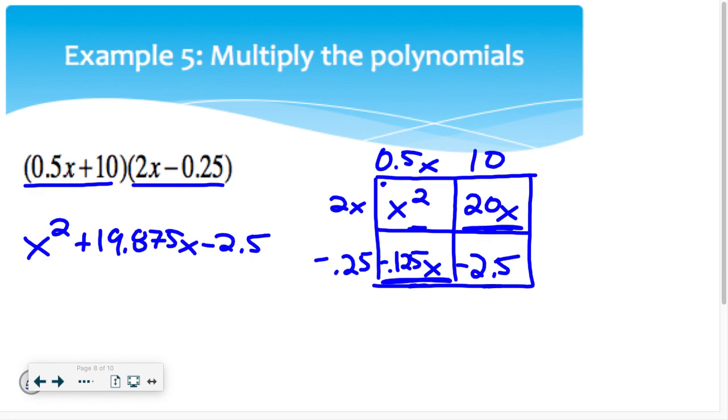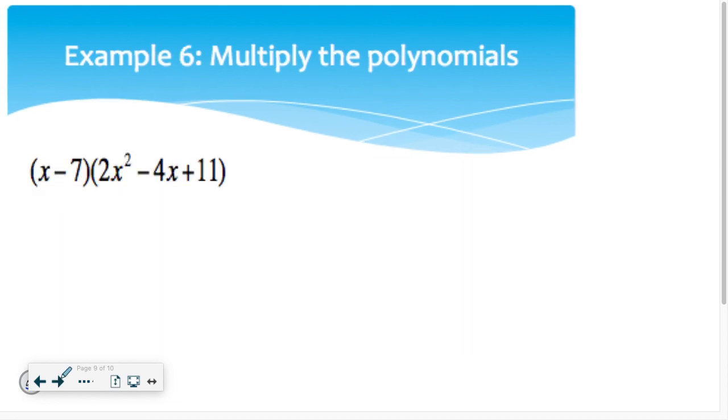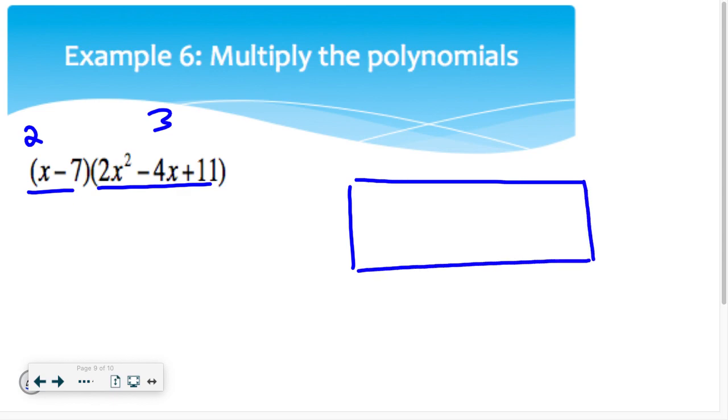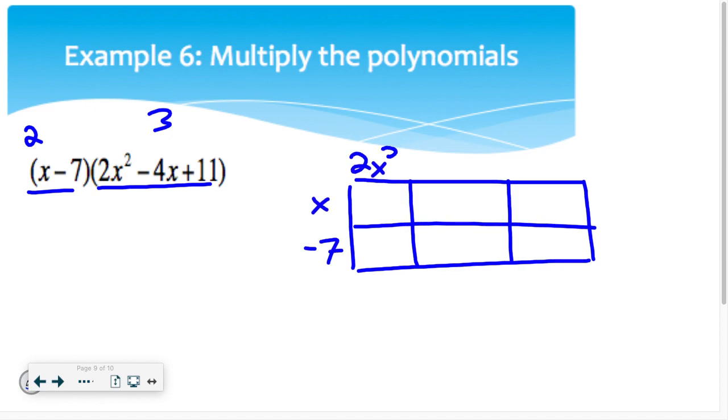One other advantage of this box method is that you can do this with any number of terms. You could have done it with our monomial, or with a trinomial. All you need to do is make a box that matches up the dimensions of the outside. So for example, here I have a binomial and a trinomial, meaning it's 2 terms by 3 terms. So my box is going to be 2 by 3. For the 2 terms, I have x and negative 7. For my 3 terms, I have 2x squared, negative 4x, and a positive 11.